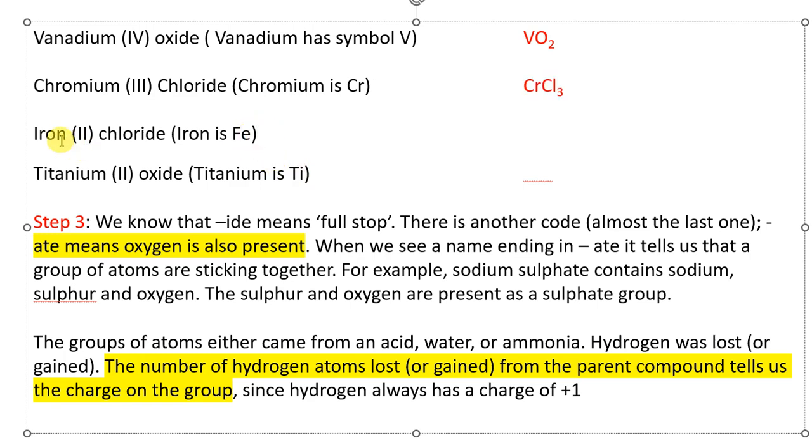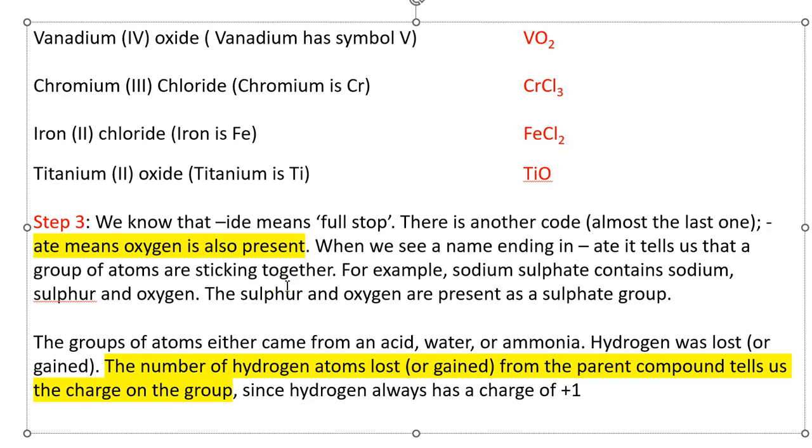Iron, Fe. Iron 2 chloride. Fe must have charge +2, means I need 2 of the Cl minuses to bond with it. FeCl2. And titanium. Ti for titanium. Titanium 2 oxide. So titanium is Ti 2 plus. Oxygen being in group 6 forms the oxide O2 minus. 1 titanium to bond with 1 oxygen.